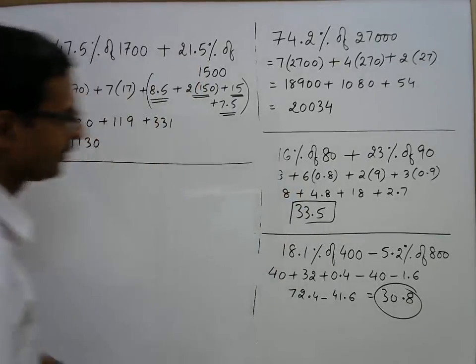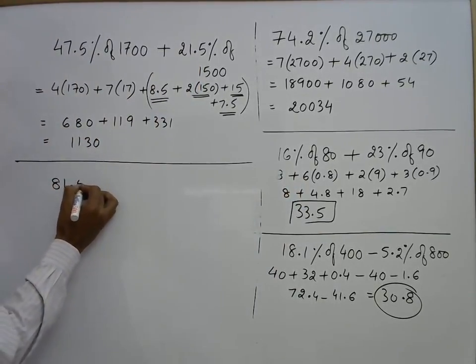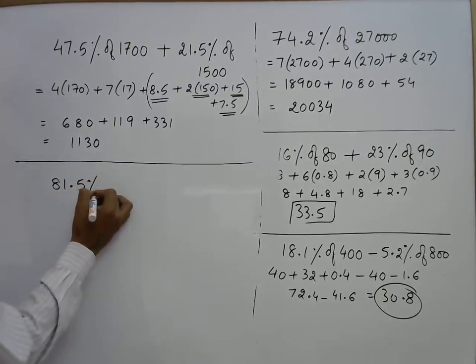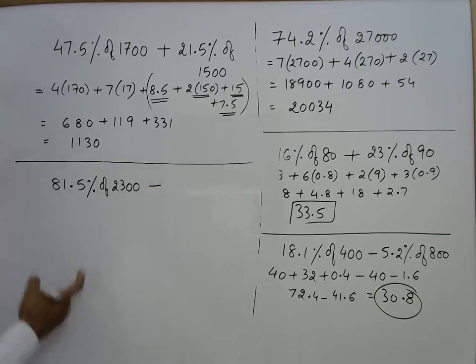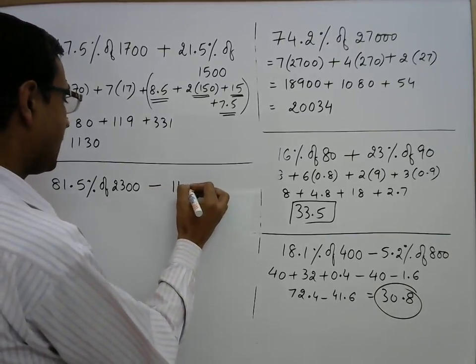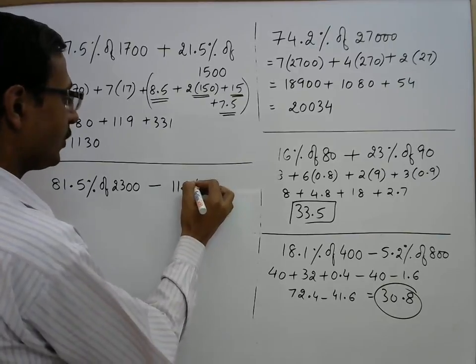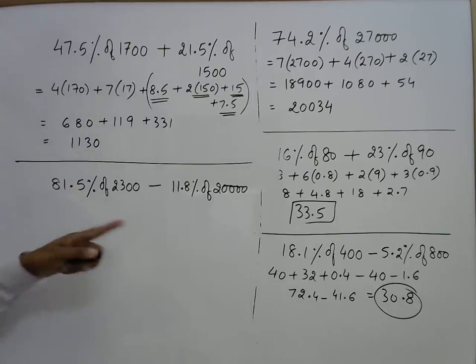Okay, one more question. This is 81.5. Again, I'm giving .5. 81.5% of 2300 minus, remember minus, 11.8% of 20,000. Okay, let's have this one. 81.5% of 2300 minus 11.8% of 20,000.